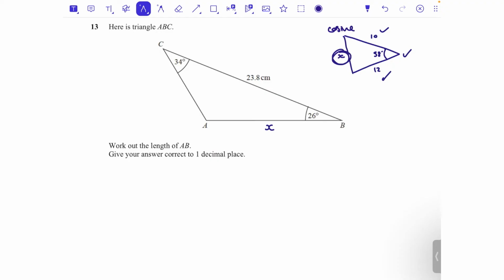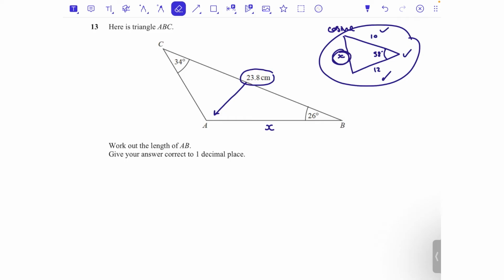Now, this is a little bit of a tricky one, because although I have this side, I don't have this angle that corresponds with it. And I need that in order to use the sine rule. It's not cosine because I don't have this set up, so that's no good. So I think it's sine rule. How could I get that angle?